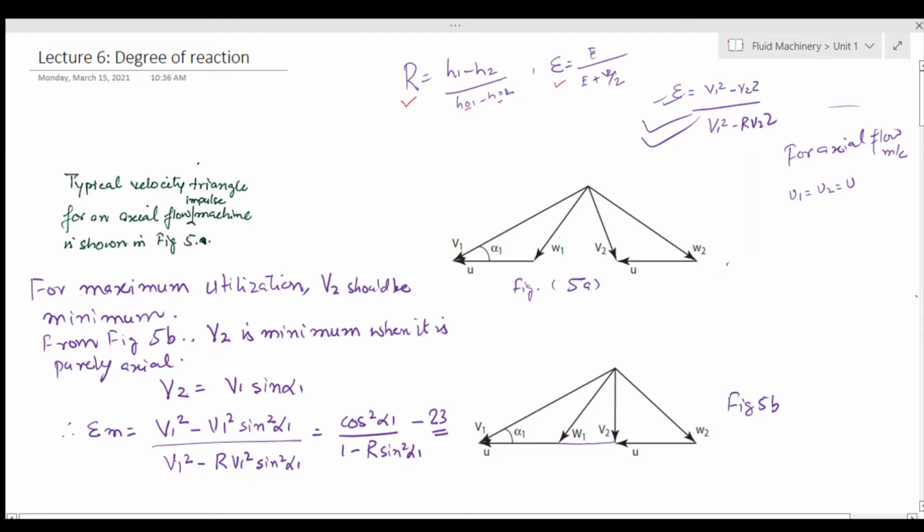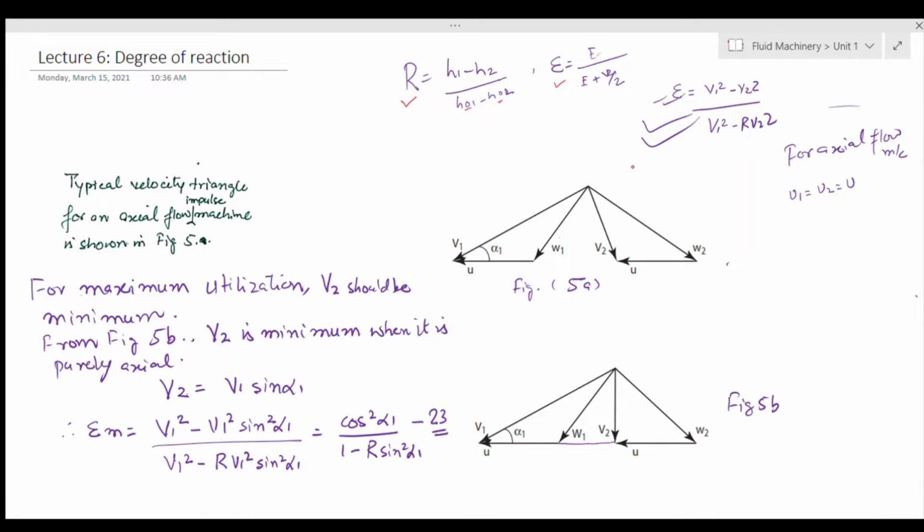For energy utilization, epsilon is energy produced divided by energy produced plus V2 square by 2, and afterwards we found out that there is a relation between degree of reaction and utilization factor, and that was epsilon equal to (V1 square minus V2 square) divided by (V1 square minus R V2 square). यहाँ तक हमने लास्ट क्लास में कर लिया था.